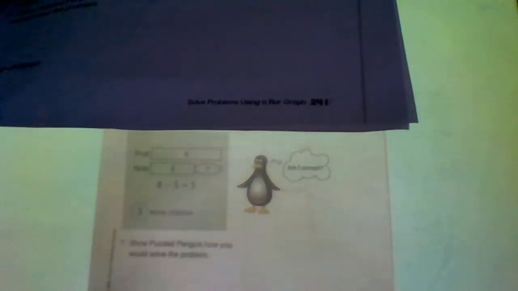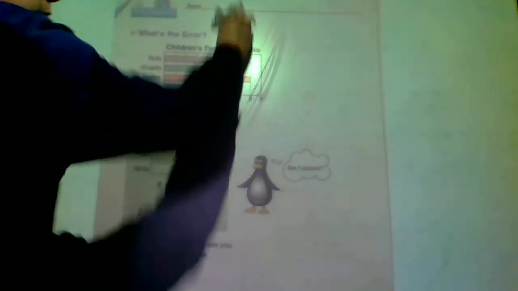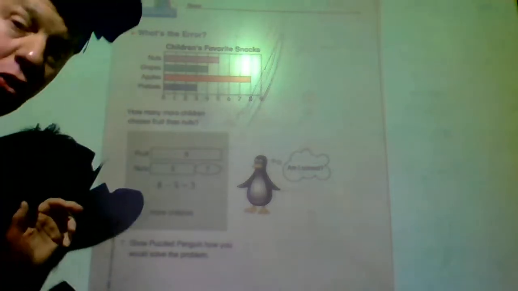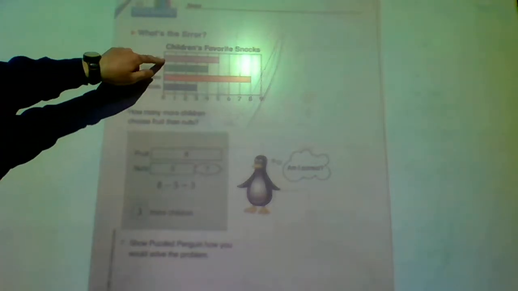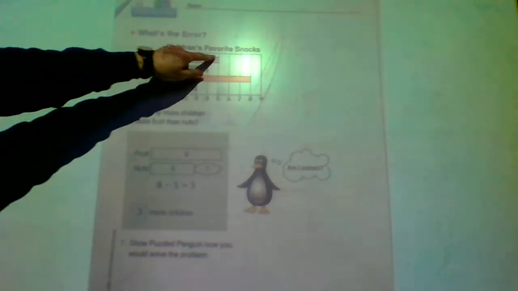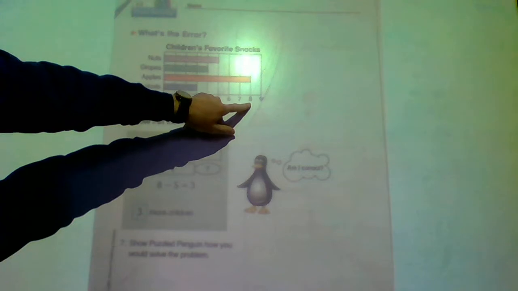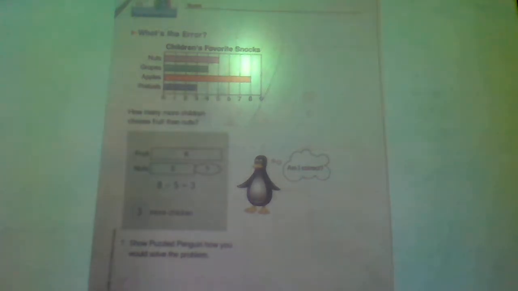241. If you can see that, Puzzle Penguin, 241. The question: so we have another horizontal bar graph. We have nuts, children's favorite snacks. Nuts, 5. Grapes, 4. Apples, 8. And pretzels, 3.